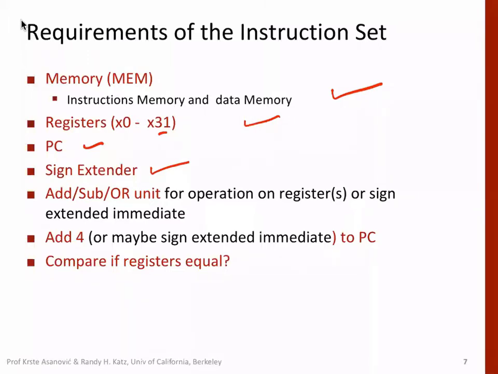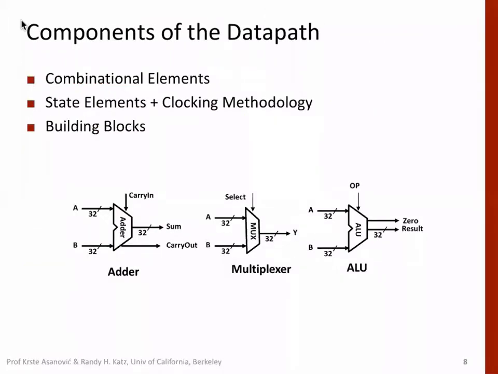Then we have the ALU, which is an add, subtract, and OR unit. And then we have the add 4 unit that we have seen, since the program counter has to be changed in every cycle to represent the next instruction. Since we have 4 bytes as the length of an instruction, the next instruction will be the current value of PC plus 4. And the compare unit, or a combination logic block. So these are the blocks that we have studied so far.